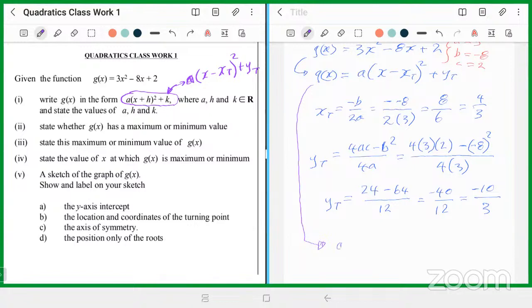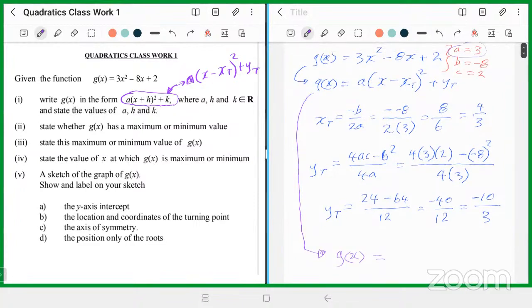So the g of x is going to become, the a is 3. See there, the a is 3. So they put the 3. Bracket x minus, see, x minus. And then xt now is 4 over 3. So I'm putting 4 over 3 for the xt. Don't forget the square. We're forming the perfect square, so you cannot forget the square. So you have to ensure that you put down the square.